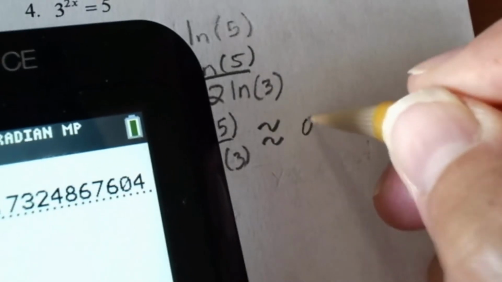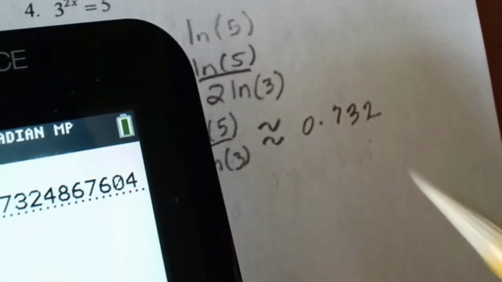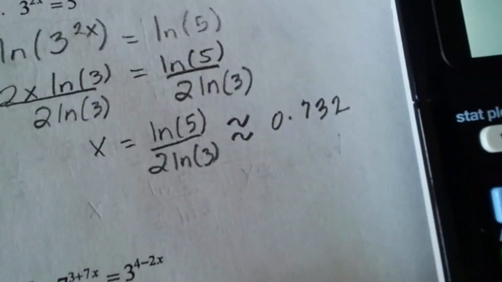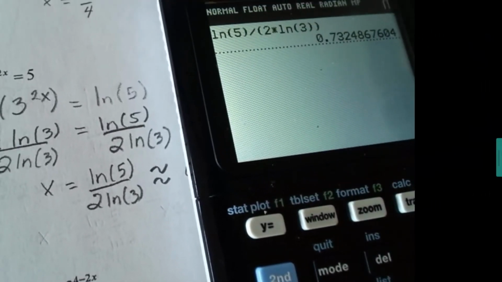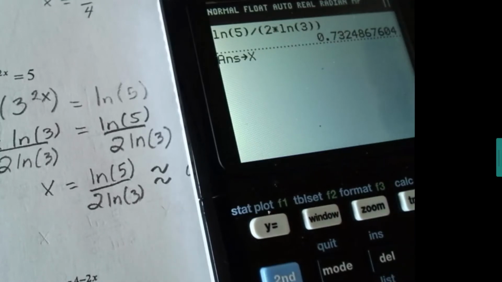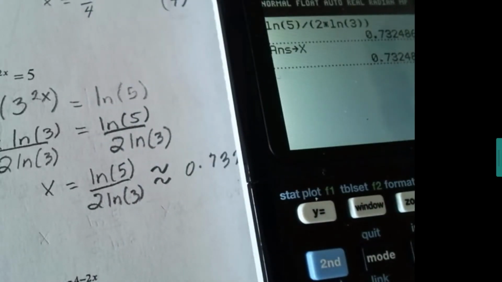And so let's just go to 3 decimal places, and so there's the approximation. Now if you want to check this, I'm going to take that previous answer and store it in x in my calculator. Then I'm going to enter 3 raised to the 2 times x, and hit enter.